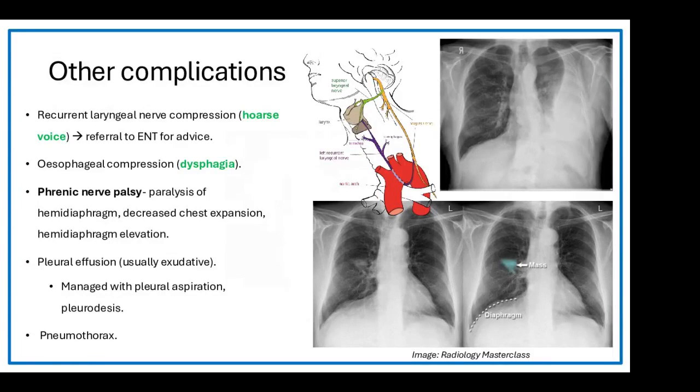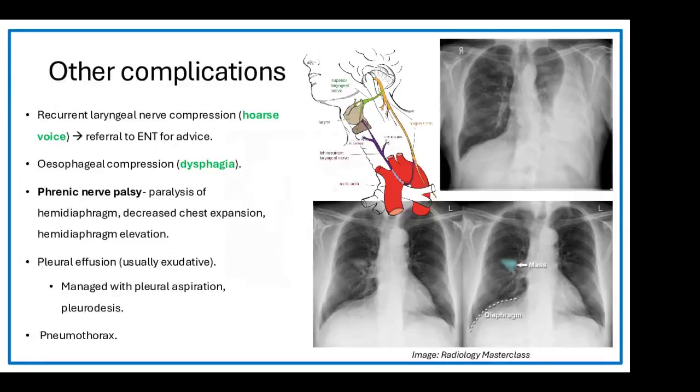We know that C3, 4, and 5 innervate the diaphragm, and if there is compression of that nerve, it can cause paralysis of the hemidiaphragm, phrenic nerve palsy, so weakness of the hemidiaphragm as well. In your examination, it can present with decreased chest expansion or an elevated hemidiaphragm on a chest X-ray, which we can see in the chest X-ray below, where the right hemidiaphragm is elevated.